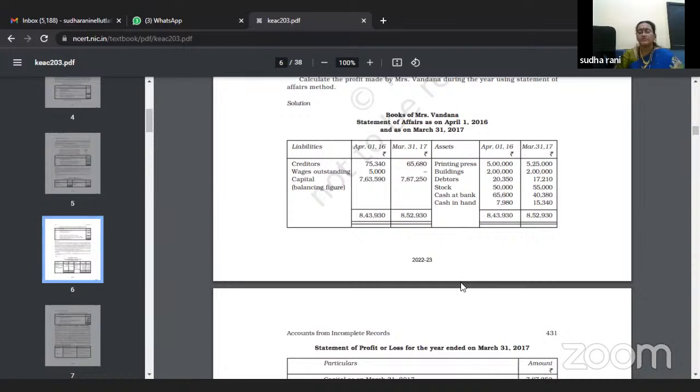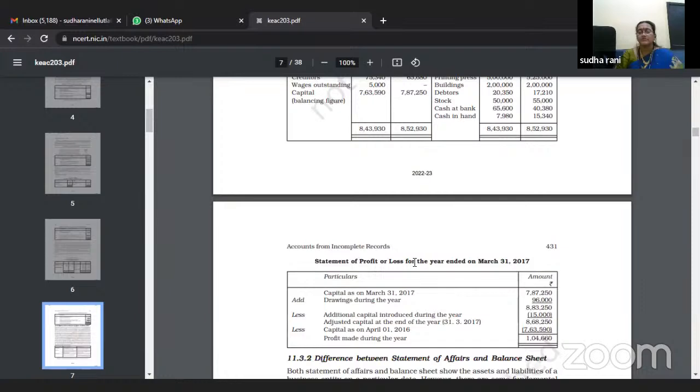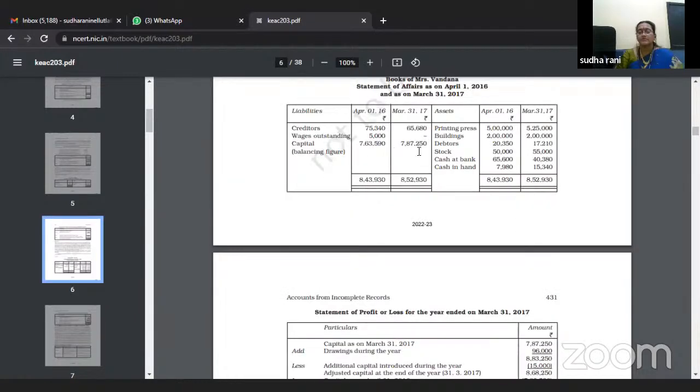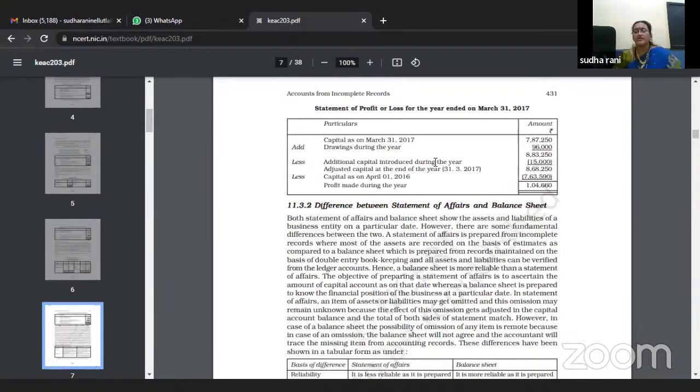Once you calculate the capitals for the beginning and end of the year, you are supposed to take the statement of profit or loss for the end of the year. Take capital at the end of the year. To that, add the drawings. It is 8,000 per month, so for 12 months you must calculate and take. Then subtract the additional capital given here. She had also introduced 15,000 additional capital.